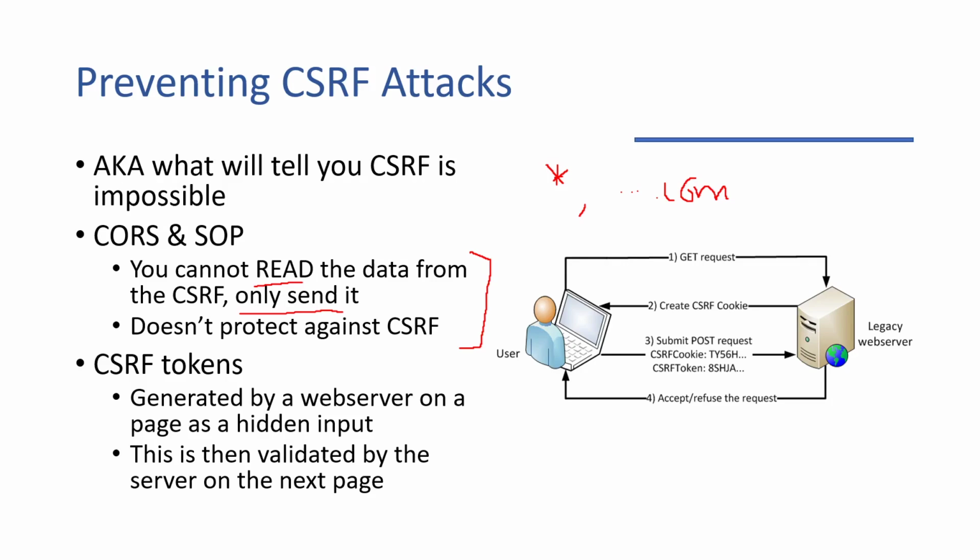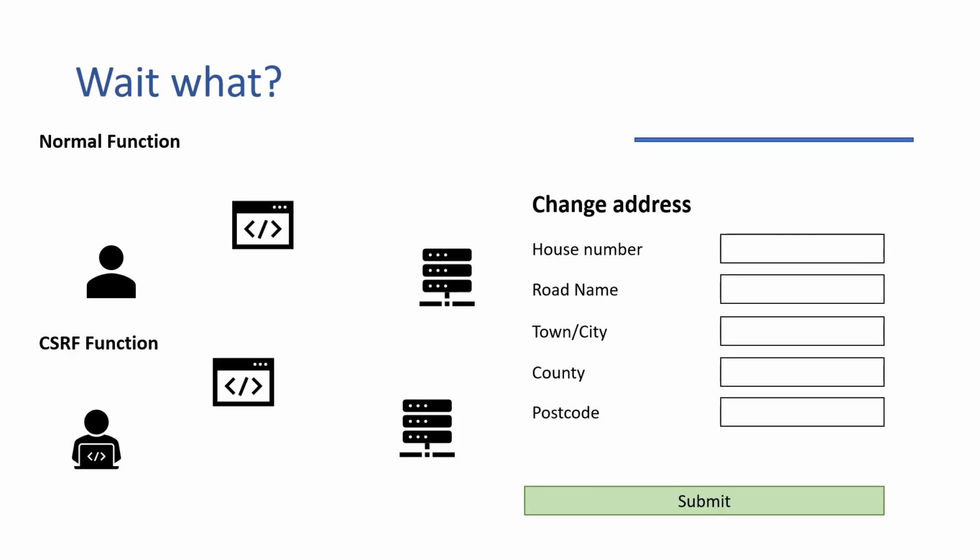So, CSRF tokens. These are the primary way to protect against CSRF attacks from a developer point of view. They're generated by a web server on a page as a hidden input, and they're validated by the server on the next page. Okay, let's have a look at this visually. So, you're a user and you want to change your address. So you have a form that changes your address. This is what the web server is kind of doing in the background.